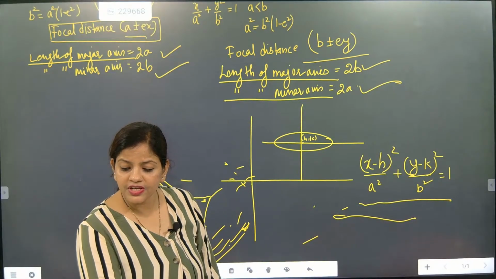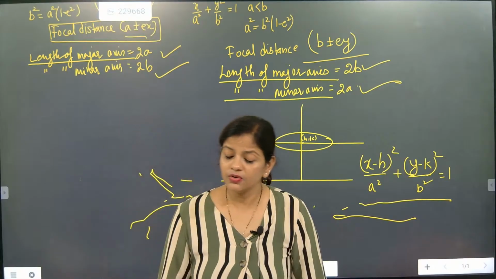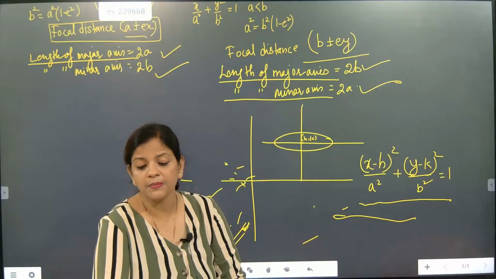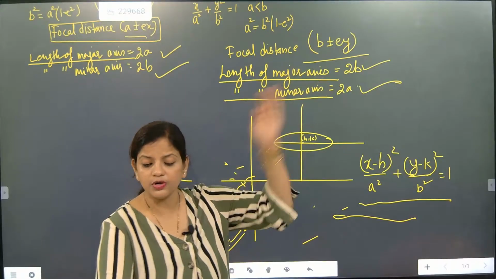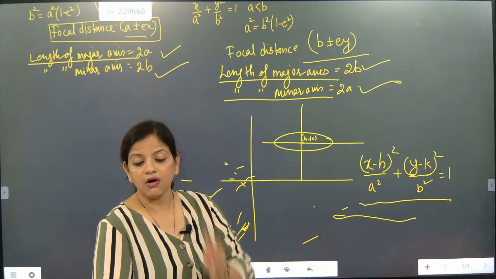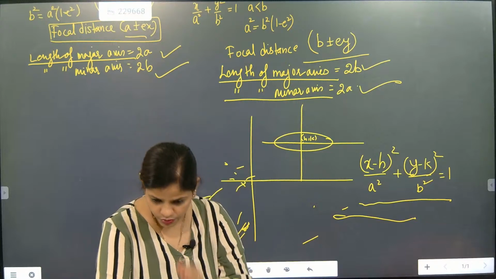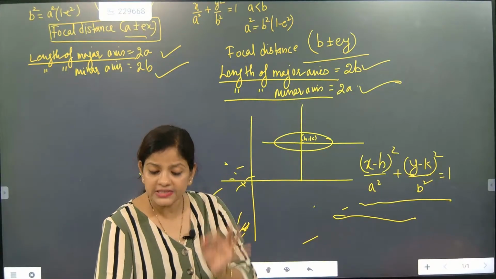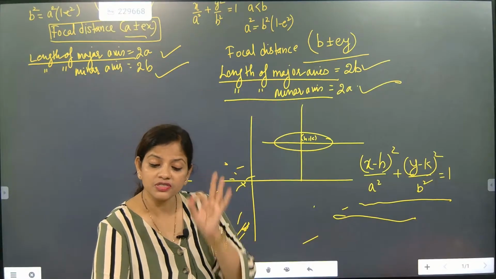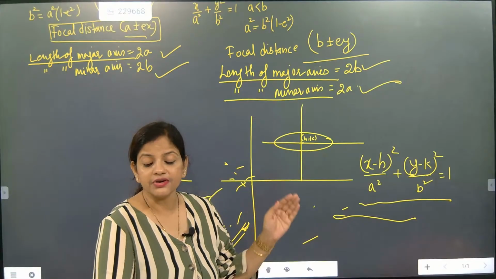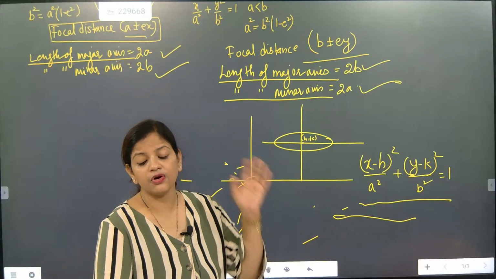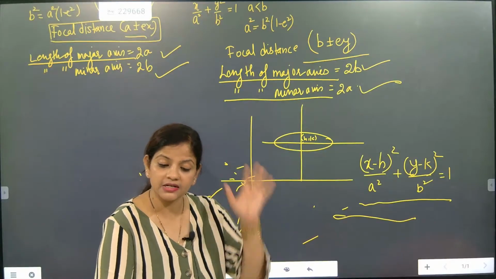For every shift, e will be less than 1. Yes, Payoja, you listen, beta. In conic sections, whenever you take an ellipse, wherever you put it, the value of eccentricity will always be less than 1. This is the most important crucial factor. Eccentricity for a parabola is 1. Eccentricity for a circle is 0, for an ellipse it is less than 1, and for a hyperbola it is greater than 1.